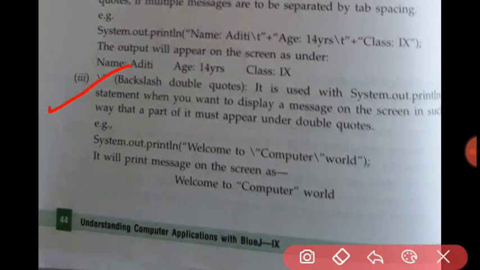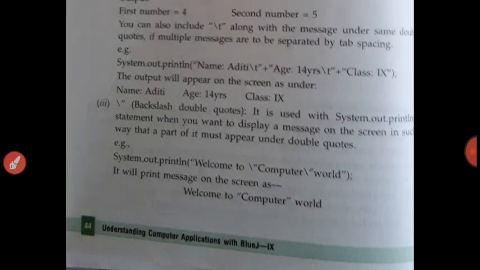Similarly, to give a double quotation mark we will have to use it in this way. Between these two backslash quotation marks there is the word computer, so it will be printed like that.